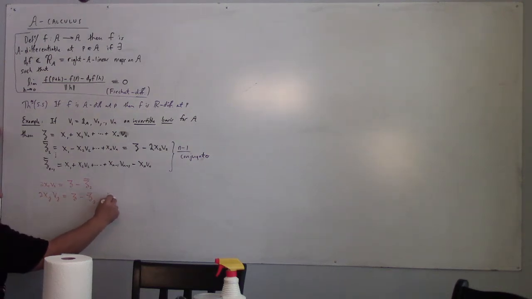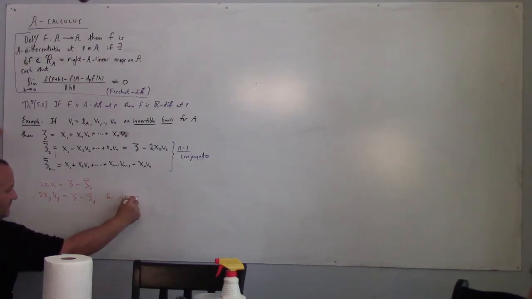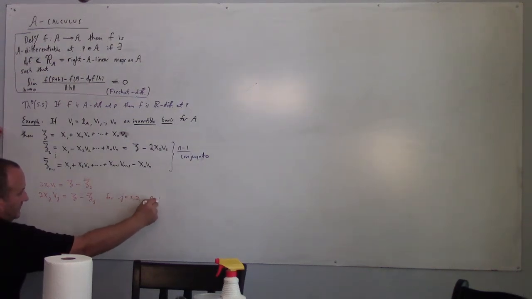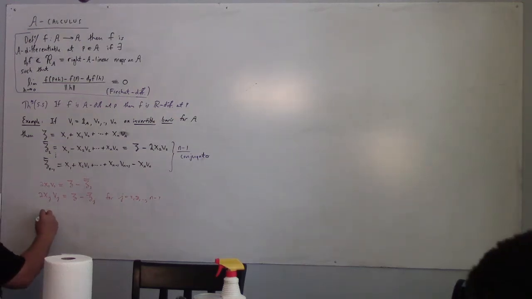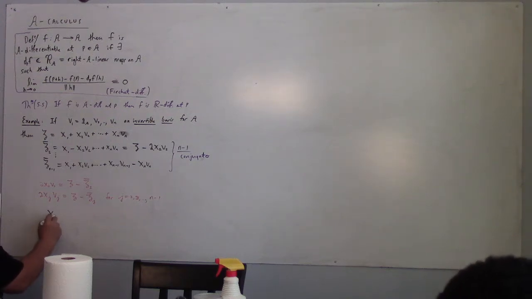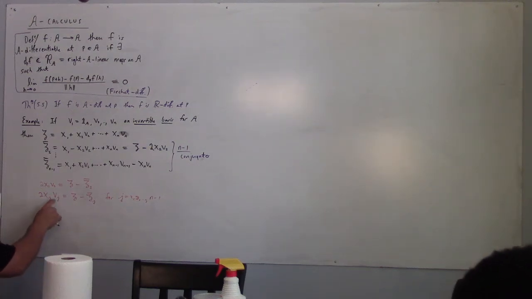And that's for j equals 2, 3, all the way on up to n minus 1. Right? Yes. So you can solve that. You solve that, and this is where it's important for us to have an invertible basis. Because to solve for xj, I have to know that I can multiply by the inverse of that.